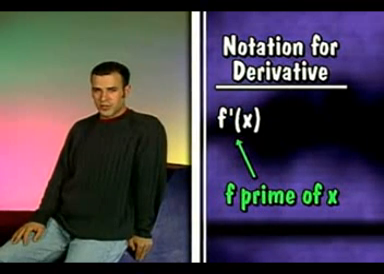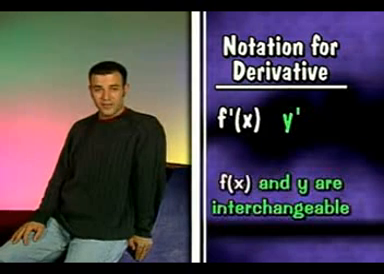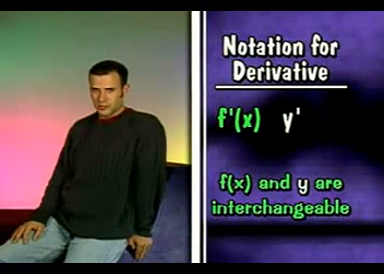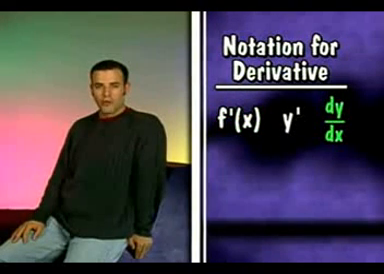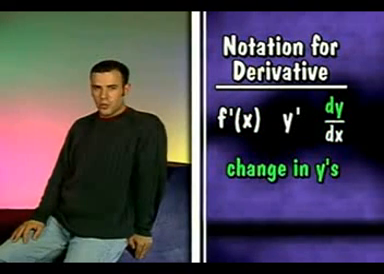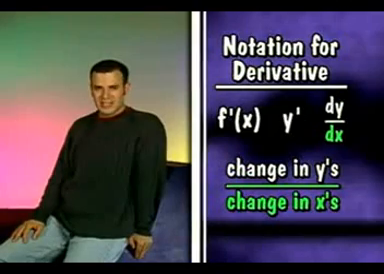An alternative notation is y prime, because f of x and y are interchangeable. And finally, another way to think of it is with the notation dy over dx, meaning the change in the y's divided by the change in the x's, which is what a slope is.